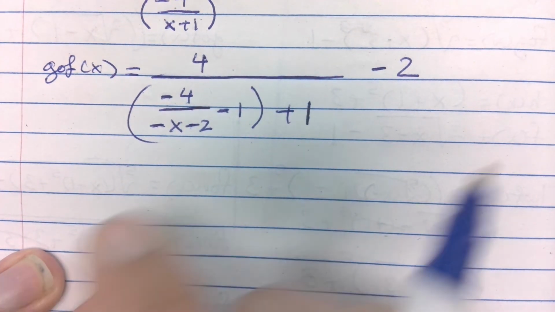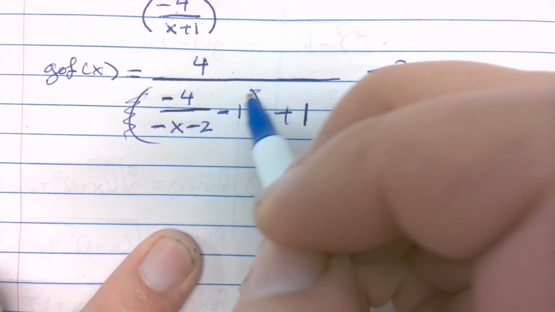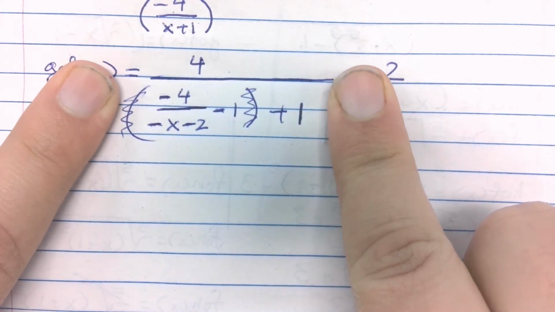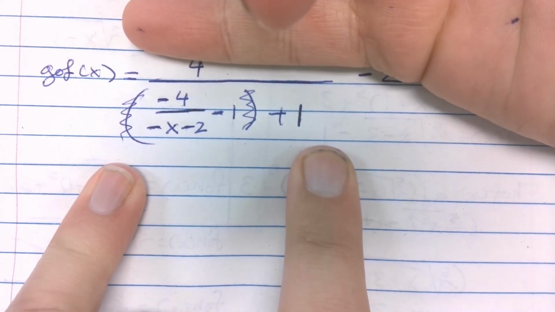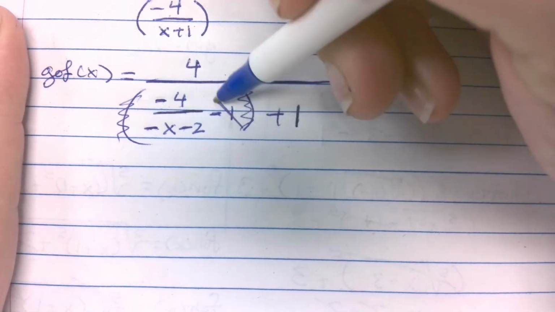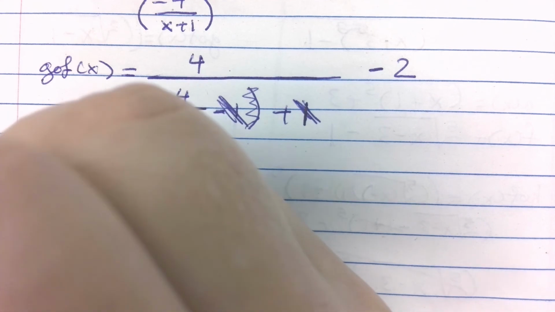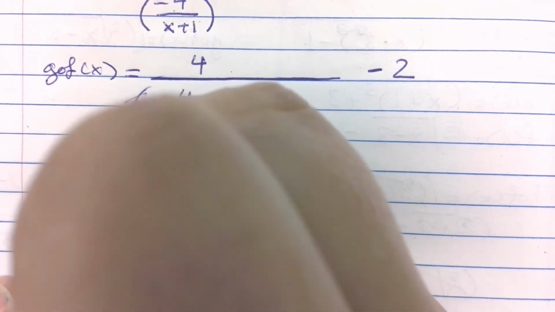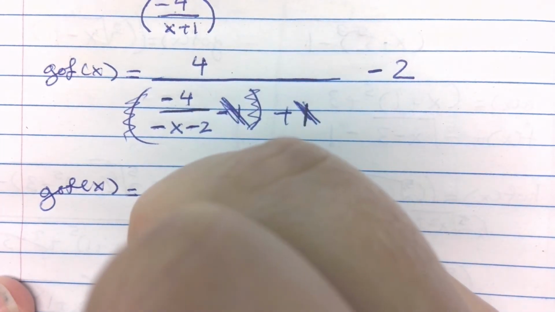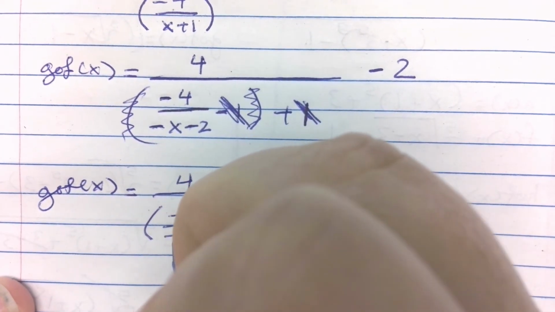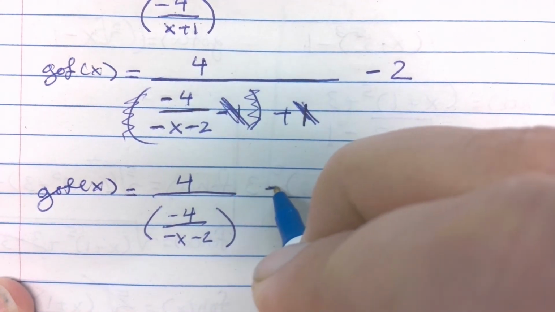Do I need these parentheses? No, so I'm just going to cross them out. Looking at just the denominator, I'm not looking at any of this. What can we cross out in the denominator? The 1 and the 1. So I've got 4 divided by negative 4 over negative x minus 2, and then it still has a minus 2 over here.